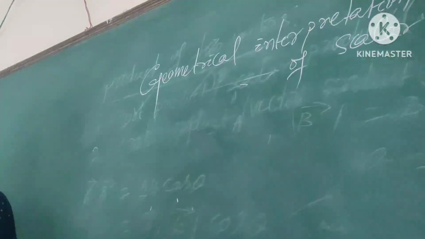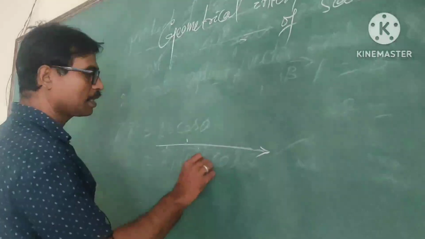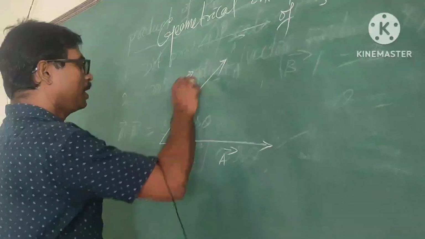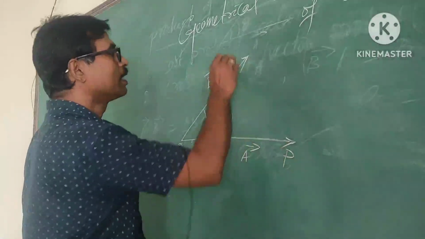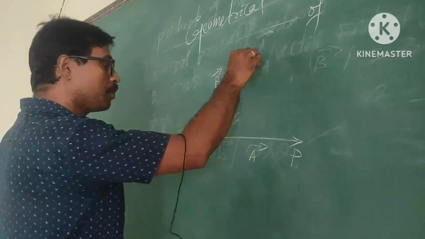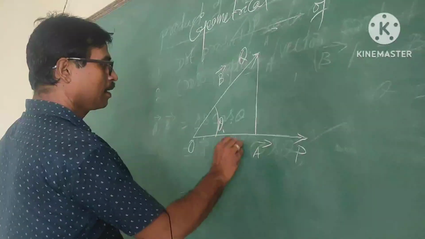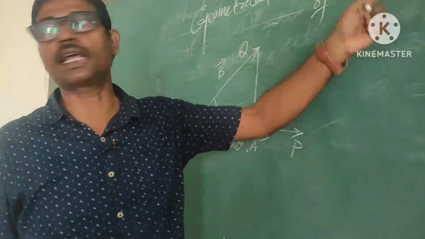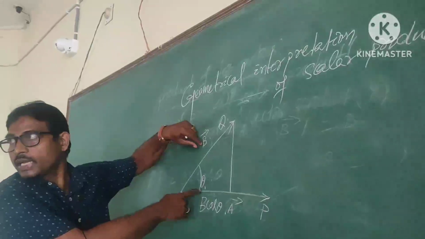Suppose this one is a vector, suppose it is A. Another one is B vector. This is the small angle theta. Suppose it is O, it is P, it is Q. You draw a projection from B to A, and this is B cos theta. It is one way in which you can interpret the scalar product. A is a vector, B is a vector, theta is the small angle between them.